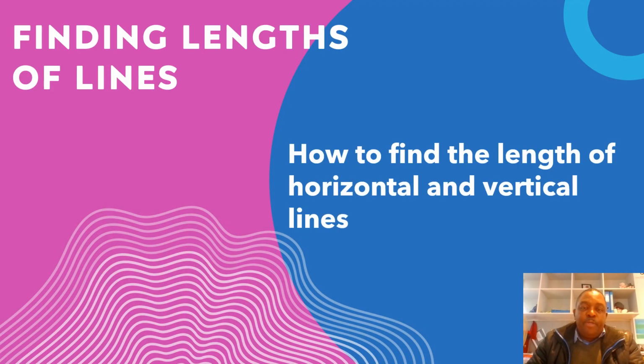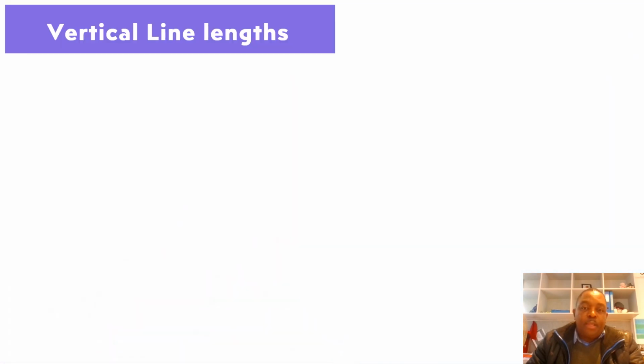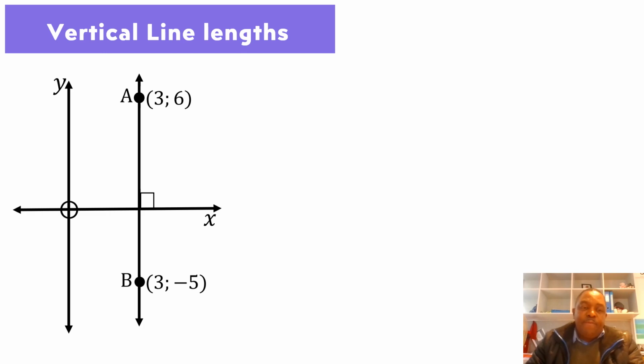Right, in this video we're looking at how to find the lengths of lines, specifically horizontal and vertical lines in a given set of axes. Now, let's start with vertical lines. If you're given a vertical line, doesn't matter how it's given, in order to find its length, you would have to use the y coordinates of the points of that line.